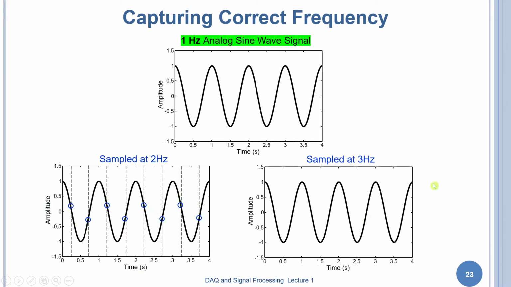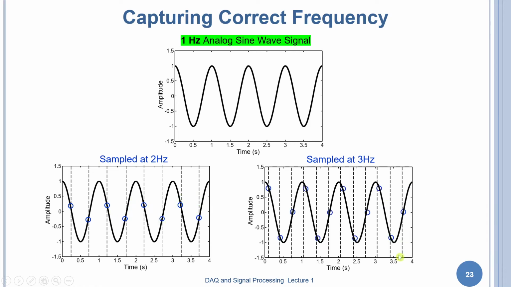Now let's sample at a higher value, 3 hertz. This means you are going to have 3 samples per cycle. You can see that you are getting a better capture of the same fluctuation, but in both cases you are able to capture the fluctuation. So as per Nyquist, sampling at 2 or above will capture the fluctuations correctly.